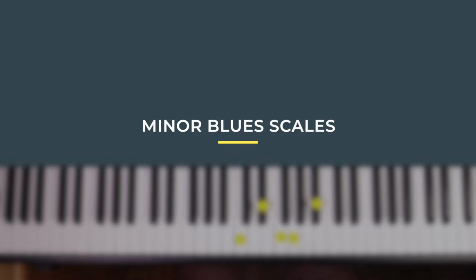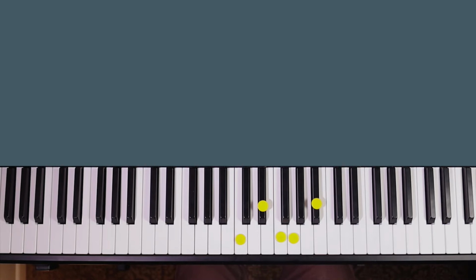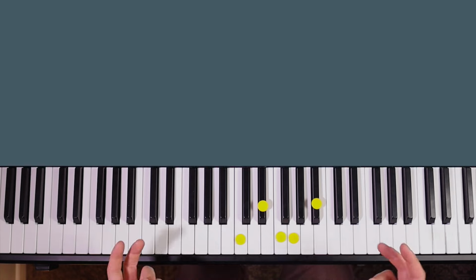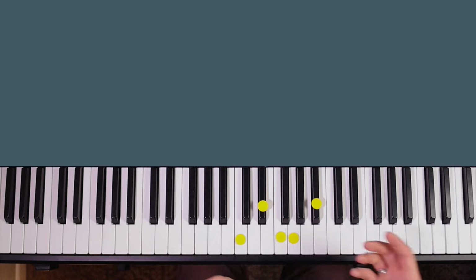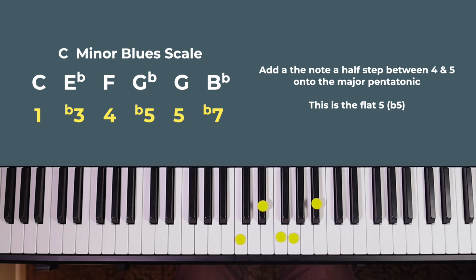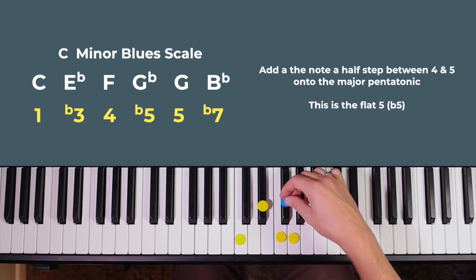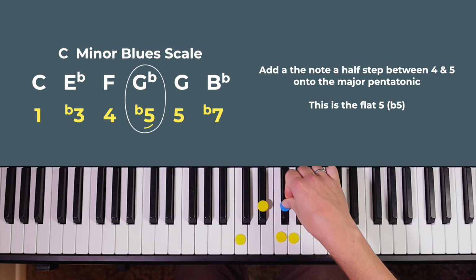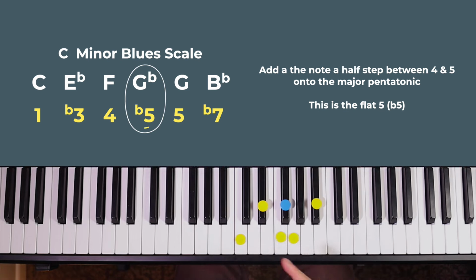Let me show you how once you know a minor pentatonic, you can easily turn it into a minor blues scale. Remember, people often just call this one the blues scale. That's normally what they mean if they say that. All we're going to do is add on 1 note in between the 4th and the 5th. So that's here. So it's a half step in between.